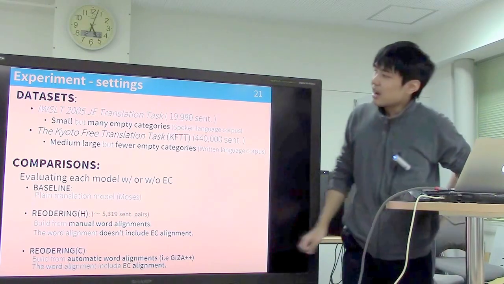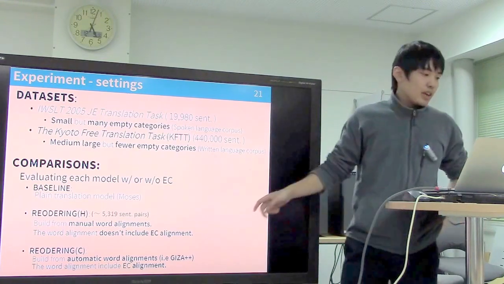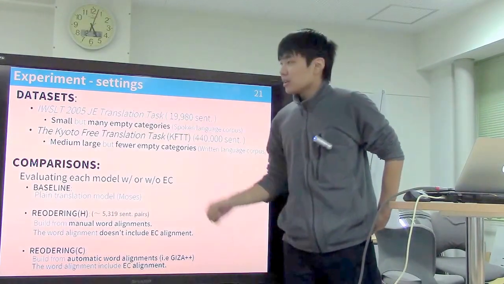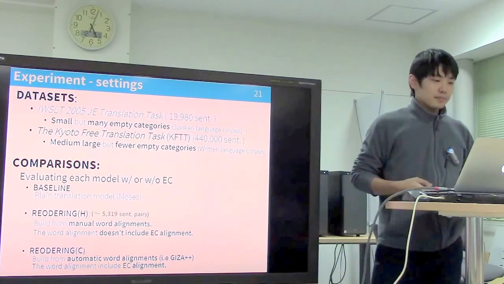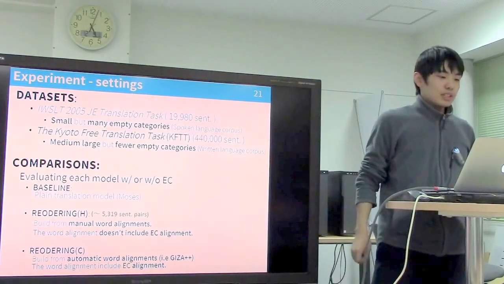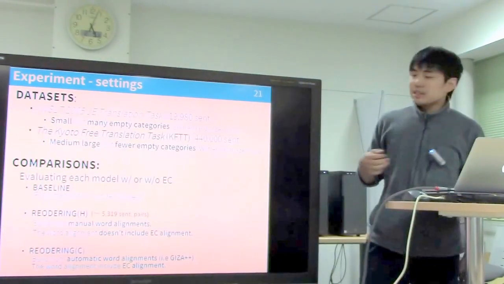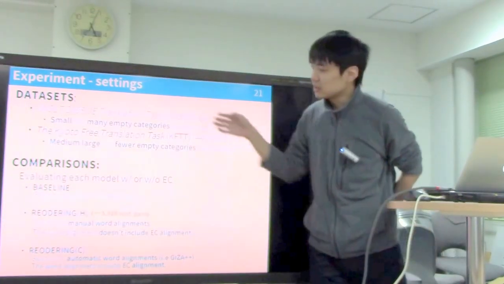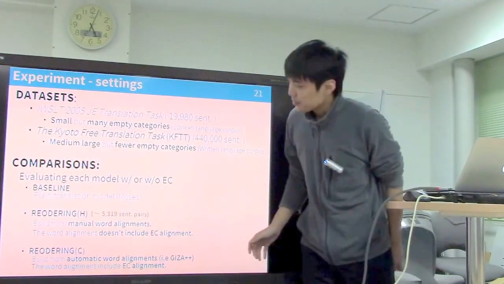We explain our experiment setting and results. We use two data sets. One is the IWSLT 2005 Japanese to English translation task, which is a very small corpus but has many empty categories. The other is the Kyoto Free Translation Task data set, which is medium large but has few empty categories because it is a written language corpus. We experiment on these two corpora.